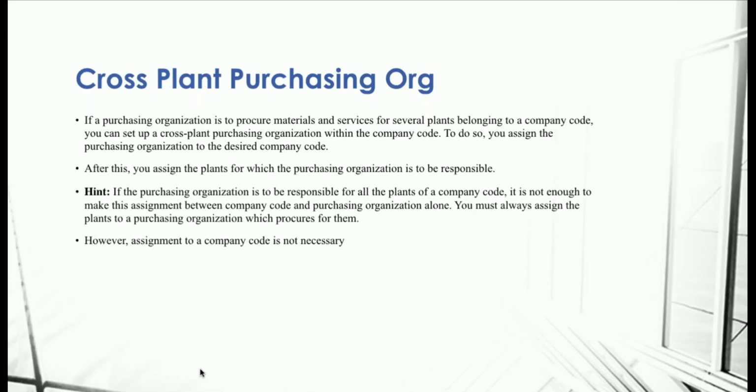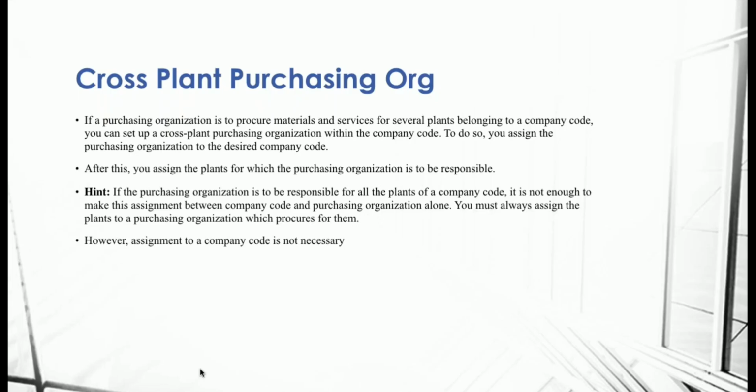Cross-plant purchasing org means the purchasing org which can purchase for multiple plants. The purchasing organization is to procure materials and services for several plants belonging to the company code. So this is company-code-wise purchasing. You can set up the cross-plant purchasing organization within a company code. To do this, again, there is a transaction to assign the purchasing org to the company code. After this, you assign the plants for which the purchasing organization is responsible. So you can assign the same purchasing organization to multiple plants.